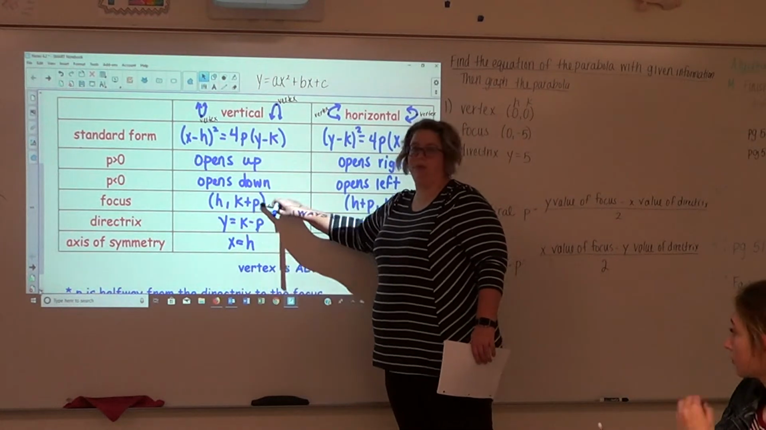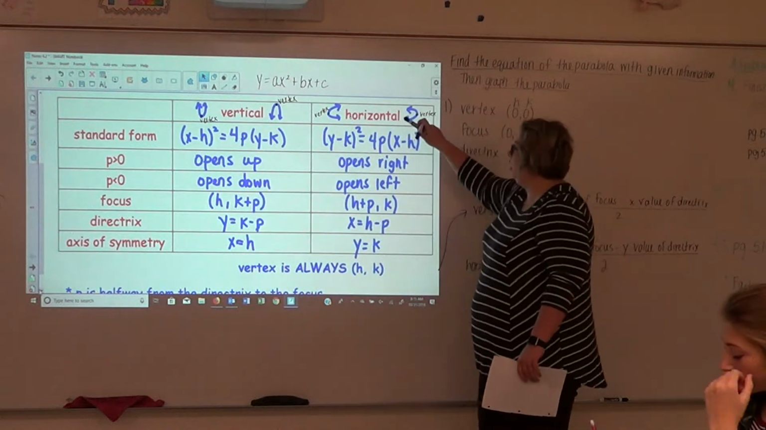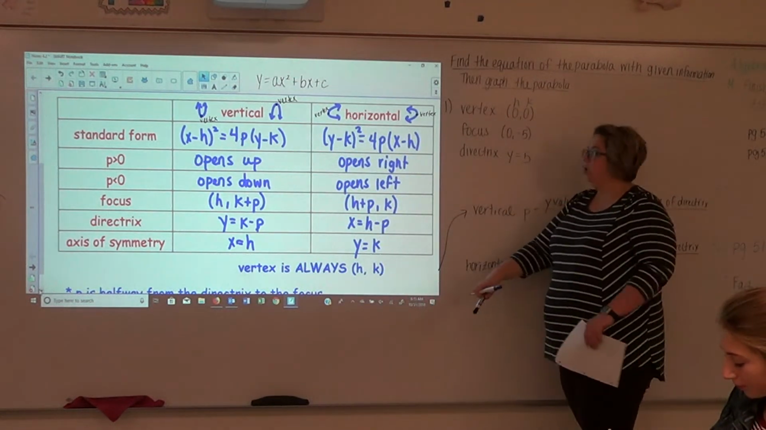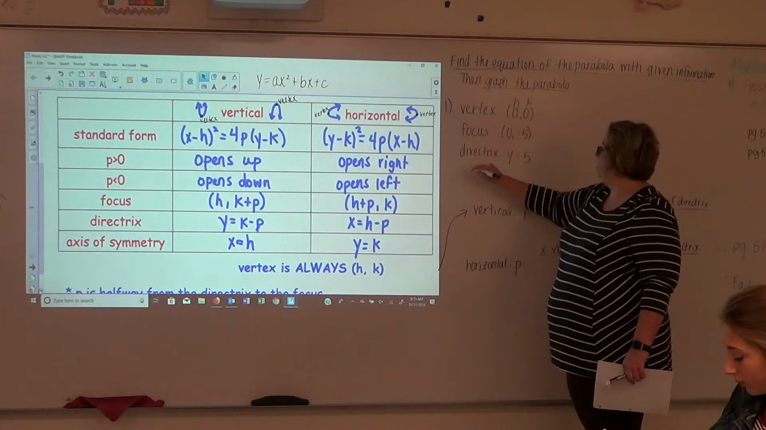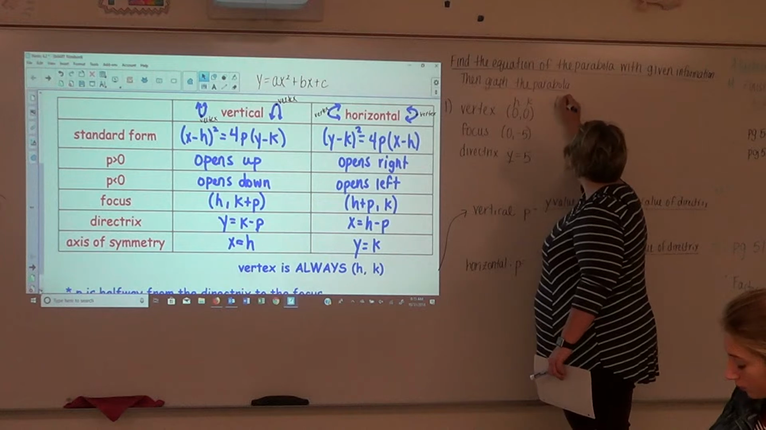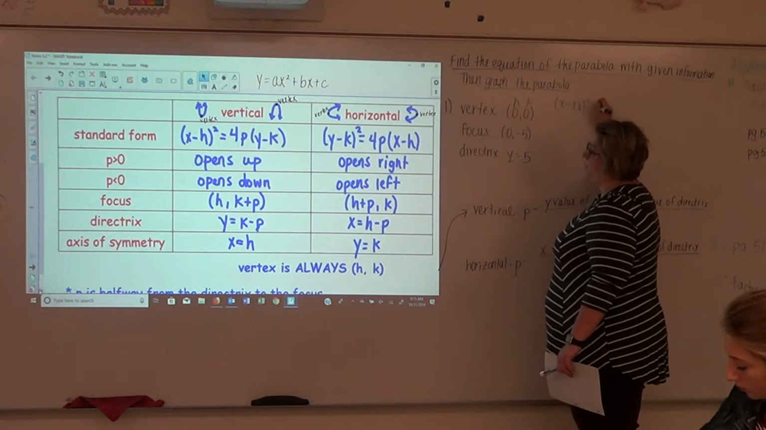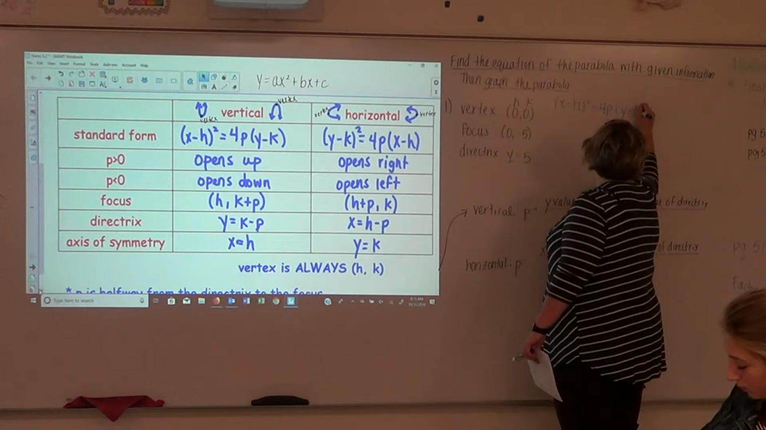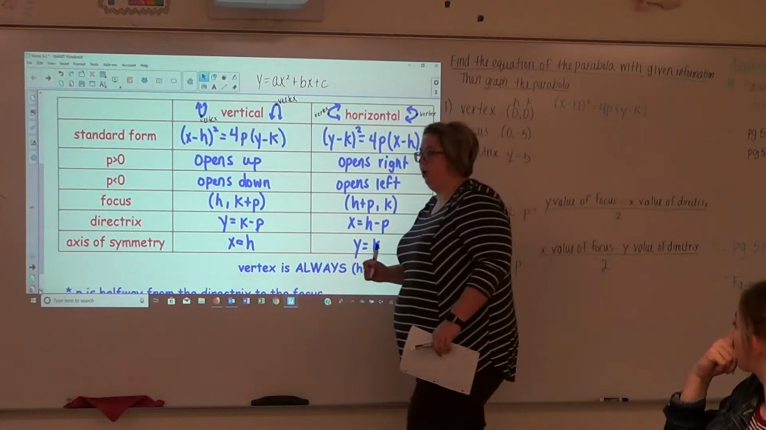I don't even care what these numbers are to figure out if it's going to be a vertical graph or a horizontal graph. So I automatically know, just based on the fact that this says y equals, that my equation has to look like what the vertical equation looks like. Okay?